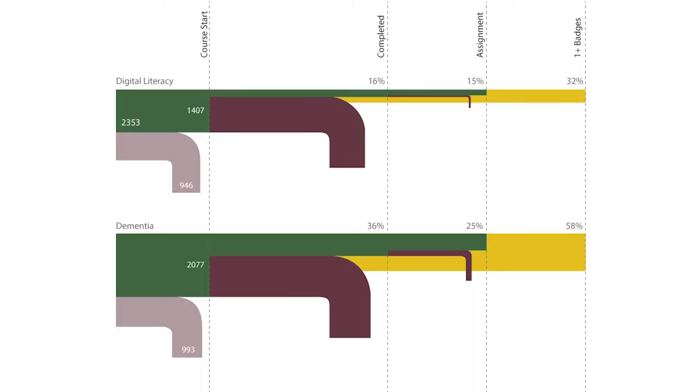On the digital literacy MOOCs, around 32% of our active learners get at least one badge, which means they complete at least one unit. On the dementia MOOC, around 58% of learners gained at least one badge. This measurement represents a substantially higher amount of learning being recognized within the course. The pattern through which learners completed the units can also give us interesting insights into their behavior.